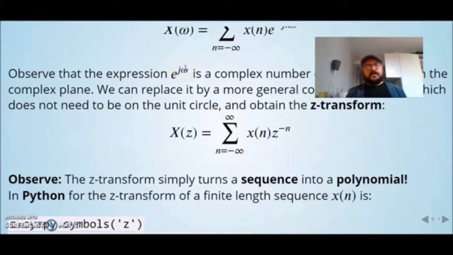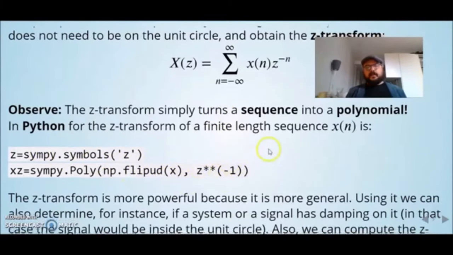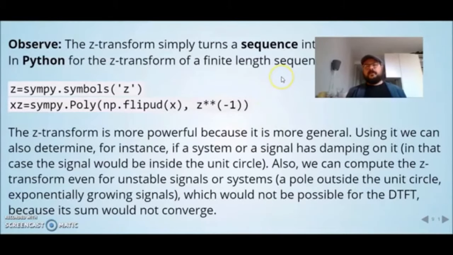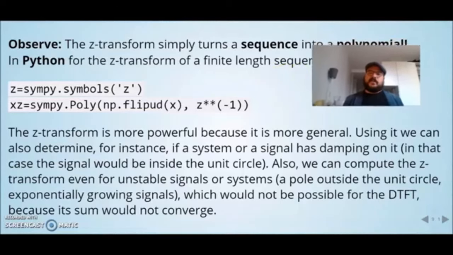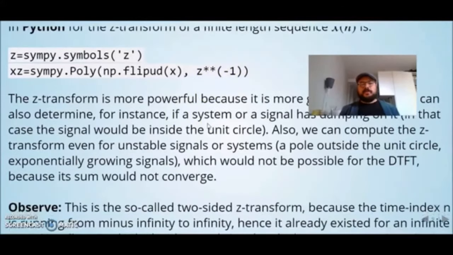In very general terms, the Z-transform is turning a sequence into a polynomial, and we could use SymPy, for example, to transform a sequence into a polynomial. The Z-transform is more general than the DTFT, and it becomes more powerful because we can compute the Z-transform for unstable signals and systems. That would not be possible for the DTFT because the sum would not converge. We can determine if a system or a signal has damping, if it lies inside the unit circle, and we can see if it's unstable if there are poles outside the unit circle generating exponentially growing signals.